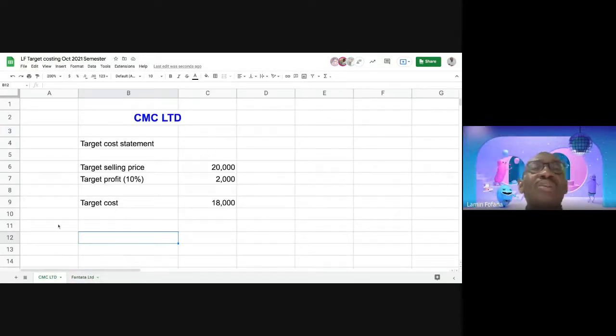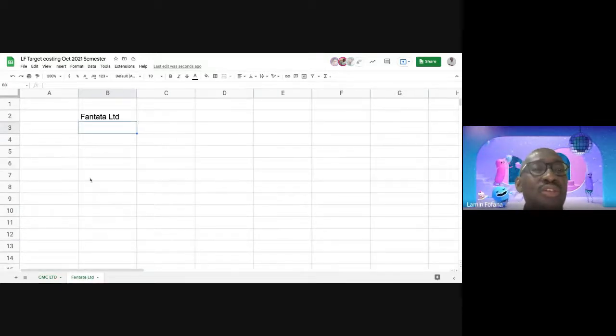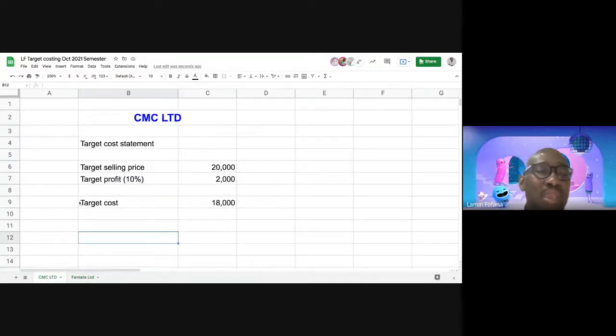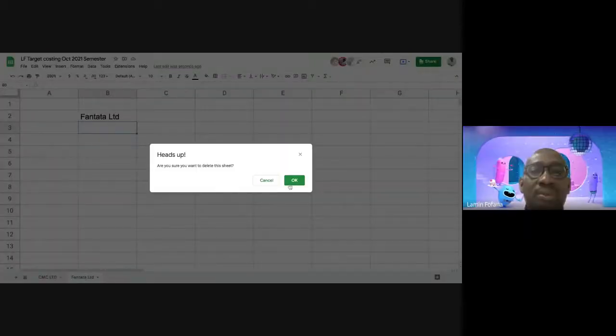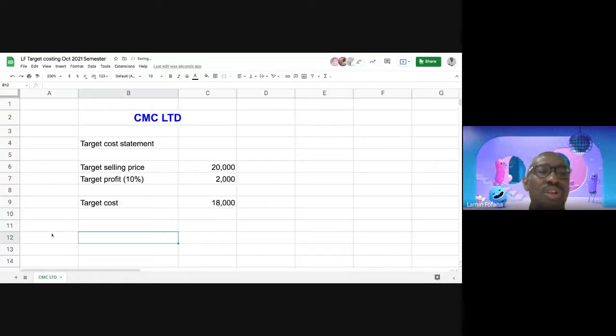So now, please take note of this. It's very, very important. We want to work fast. We want to work efficiently. If we choose a new sheet called Fantata Limited, then we have to do the formatting again. To avoid all that, what Haja is suggesting is for us to duplicate this worksheet and then edit it. So now that means we're going to delete this one. Is that okay, Haja? Yes. Okay. Now, how do we duplicate this current worksheet?